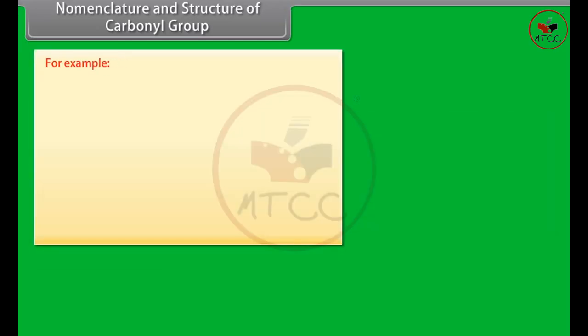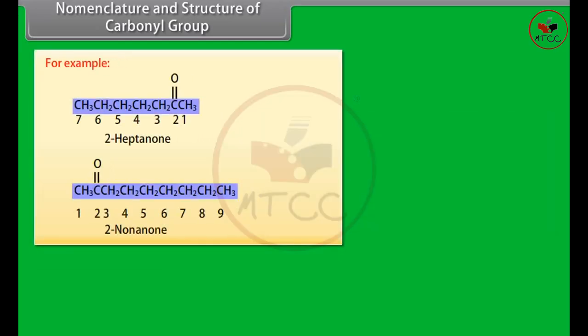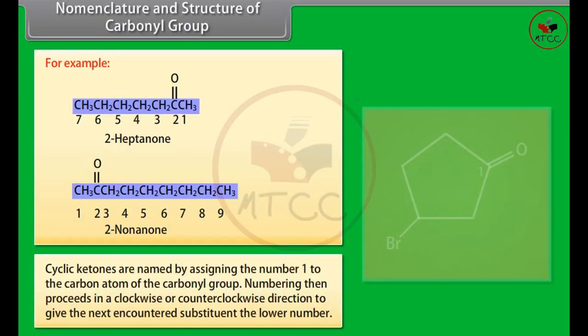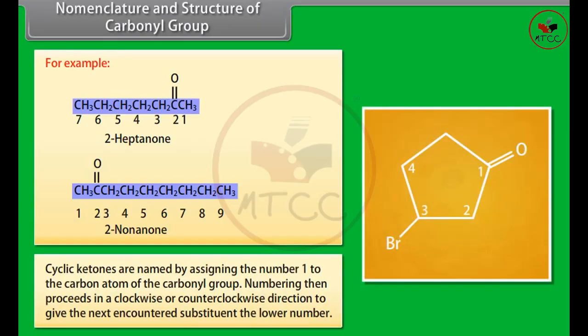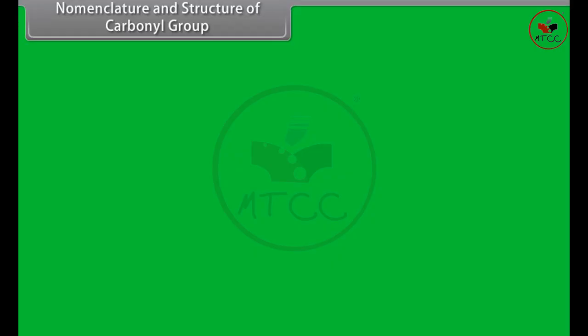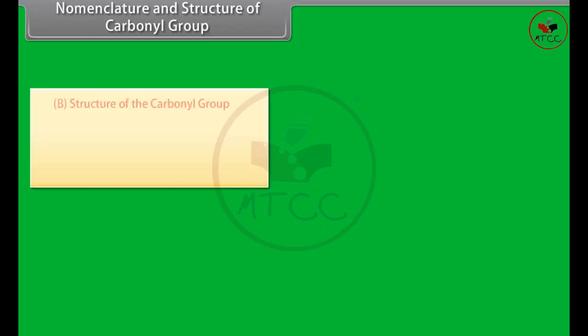For example, 2-heptanone, 2-nonanone. Cyclic ketones are named by assigning the number 1 to the carbon atom of the carbonyl group. Numbering then proceeds in a clockwise or counterclockwise direction to give the next encountered substituent the lower number. Nomenclature and structure of carbonyl group. Structure of the carbonyl group.